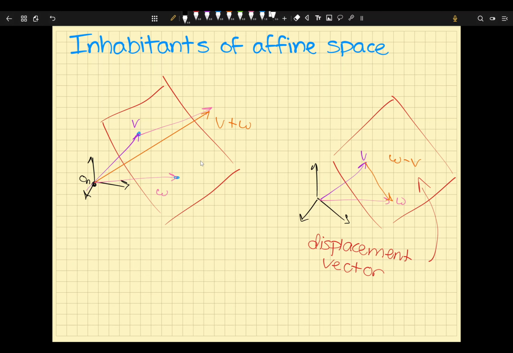So then the inhabitants of this space are two things. Every affine space has points and displacement vectors.